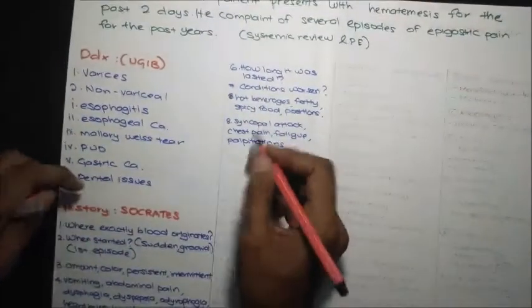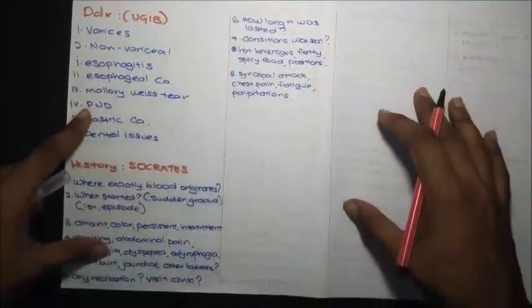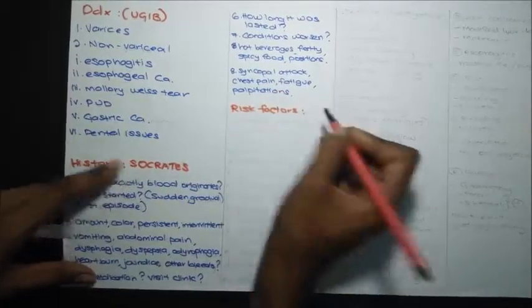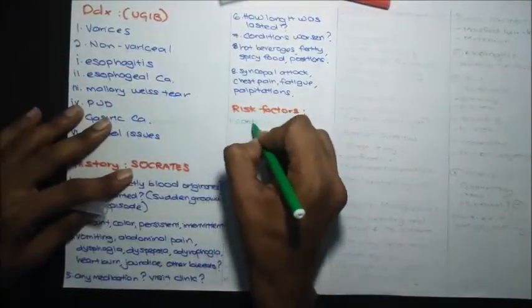Once done with the history, we need to ask about risk factors as well. What are the risk factors that can cause this upper GI bleed? The first one is continuous vomiting, and then alcohol abuse. Both of these conditions can actually cause a Mallory-Weiss tear.